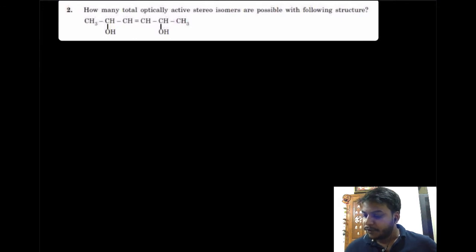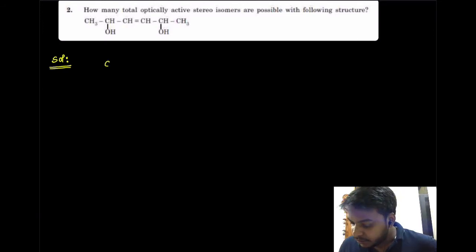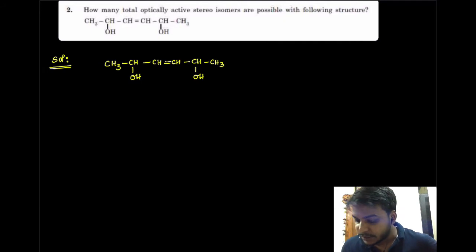Next, one more question in this paper on which most of you made some mistakes is to find the total optically active stereoisomers possible here. We first need to write down the total number of stereoisomers, and then see which of them are optically active. In this case, first we need to identify the stereo centers. So OH, CH, double bond CH, CH, OH and CH3. This is how it is.